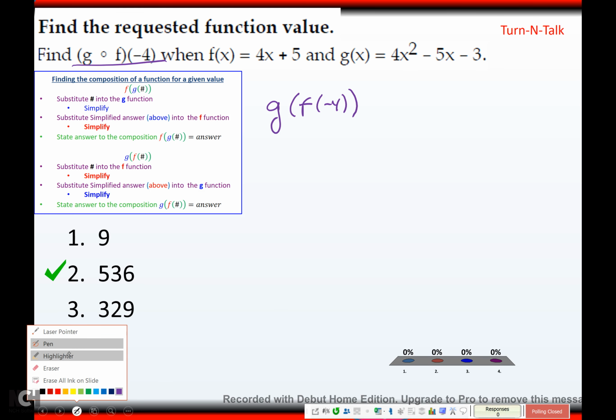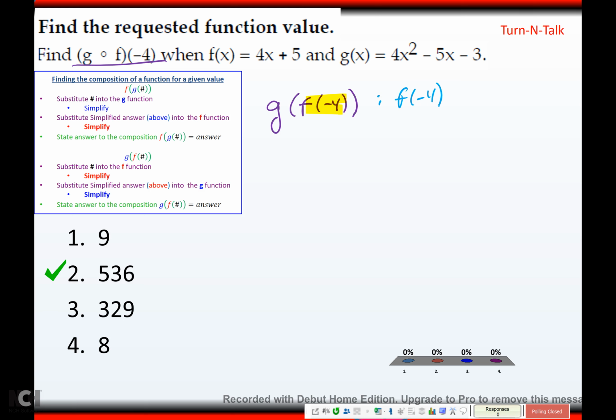This means you're going to start your party at f, and you're bringing a -4 with you. It's kind of like playing poker. You got -4 chips that you're going to take to the f function. So the first thing I do is find f of -4, and the f party says, whatever you brought, we're going to multiply it by 4 and add 5. So that's -16 plus 5, which is -11. So you went to f, you partied with -4, and you're leaving with -11.